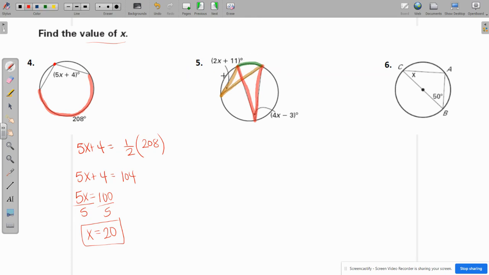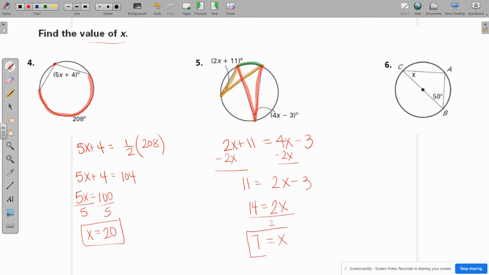So if I wanted to find the value of x, I would take 2x plus 11 and set it equal to 4x minus 3. So if I wanted to solve that, I could take away 2x on both sides. I would get 11 equals 2x minus 3. Then I could add 3 to both sides, so 14 would equal 2x. And then dividing both sides by 2, we would get x equals 7.